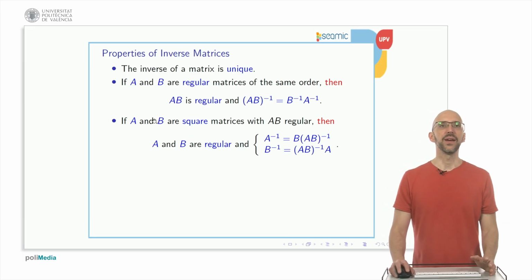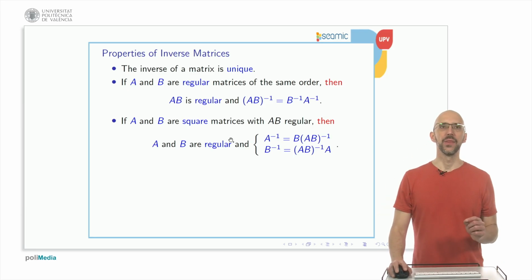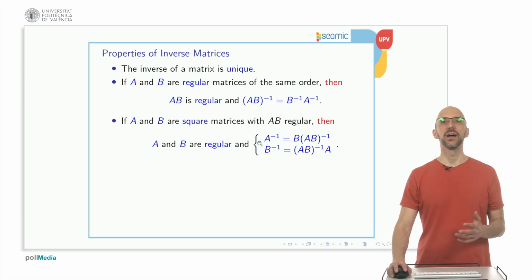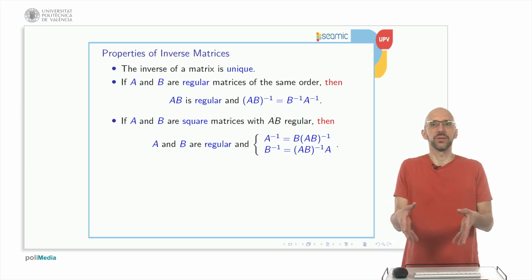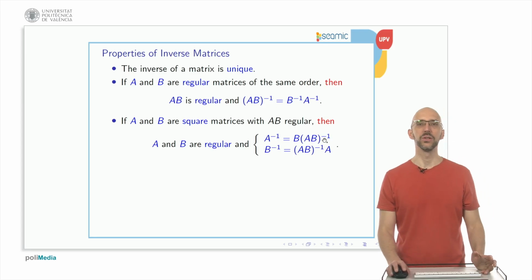Next one. If A and B are square matrices, same rows and columns, and the product is regular, then A and B are regular. That is very important, okay? And the inverse has this shape. I can calculate the inverse in this form. If I know that the product of two matrices is regular, then each of the matrices is regular, and you can calculate it using these formulas.